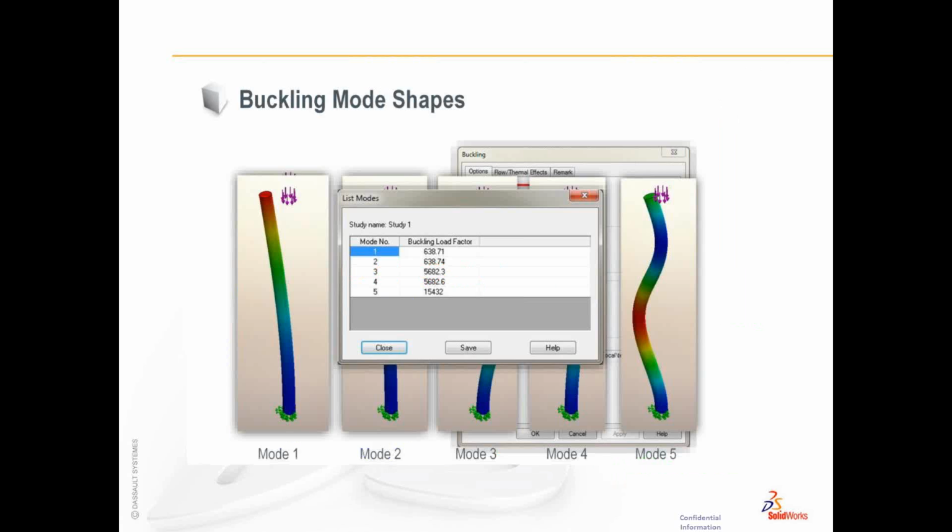If you run a linear buckling study, you'll get two results out of it. One will be the buckling load factor, and one will be the associated mode shapes. Now, this is very similar, again, to a frequency analysis, where you would ask for a certain number of frequencies and a certain number of mode shapes.